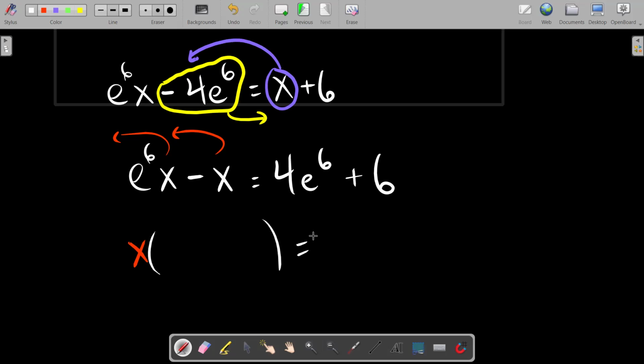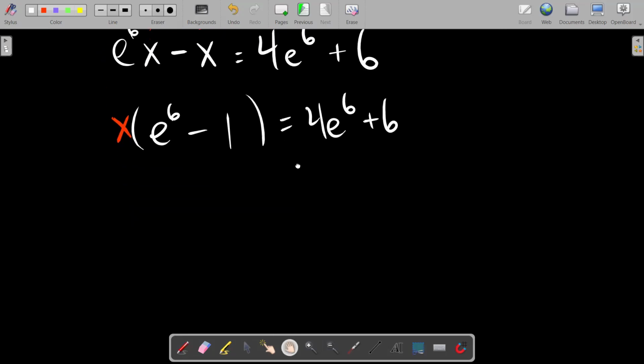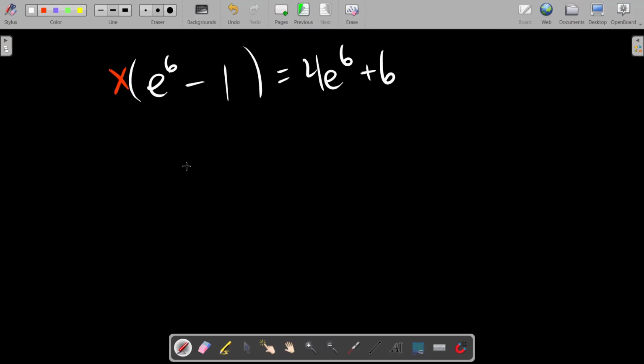What's left over if I pull out the x? E to the sixth minus 1. If that feels like a waste of time, you're just not paying attention. I need x to be in one spot so that I can solve for him like an algebra student would. This is unmanageable if he's in multiple places. Like, which one do I solve for? You don't. You consolidate into one and then use very, very basic algebra to finish the job. And so our final answer is x equals 4e to the sixth plus 6 over e to the sixth minus 1.